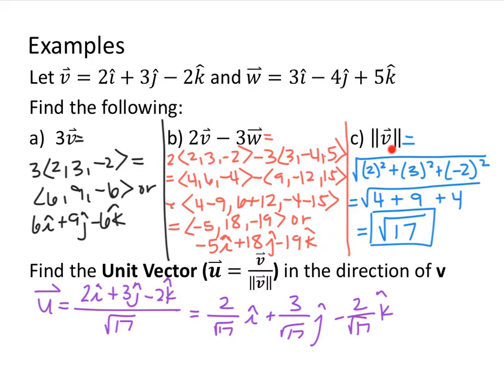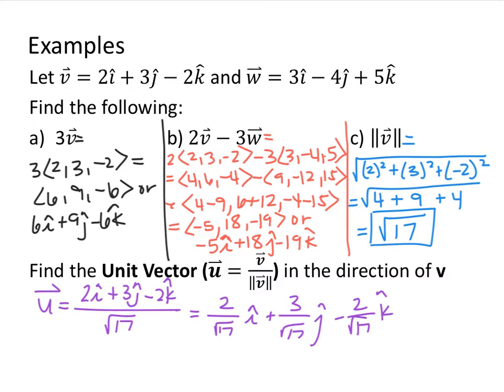For c, magnitude, Pythagorean theorem in 3 dimensions. So 2 squared plus 3 squared plus -2 squared, square root of that, you end up with the square root of 17. For the unit vector in the direction of v, it's v divided by the magnitude of v. We already found the magnitude of v up here, the square root of 17. So it's just the vector v divided by the square root of 17. So you end up with 2 over root 17 i hat plus 3 over root 17 j hat minus 2 over root 17 k hat.